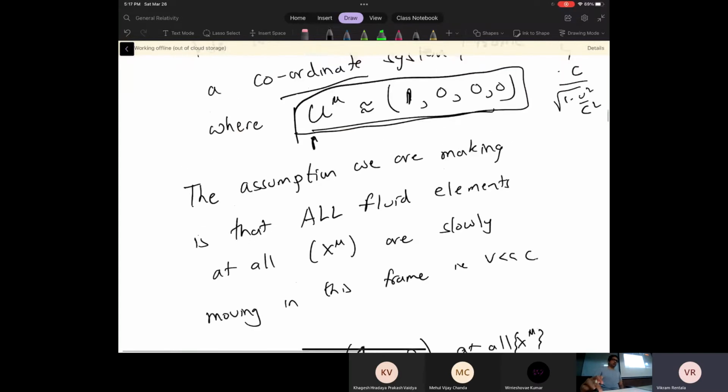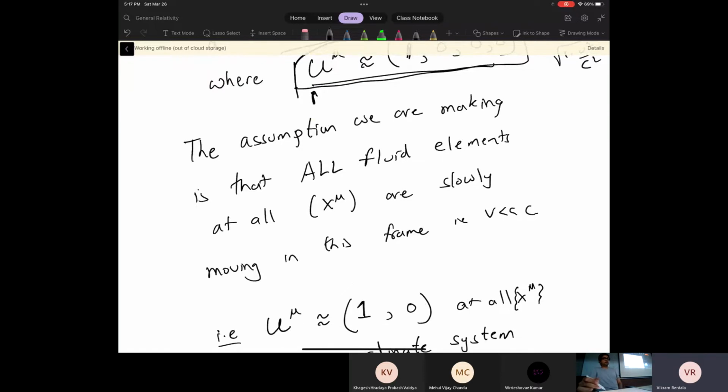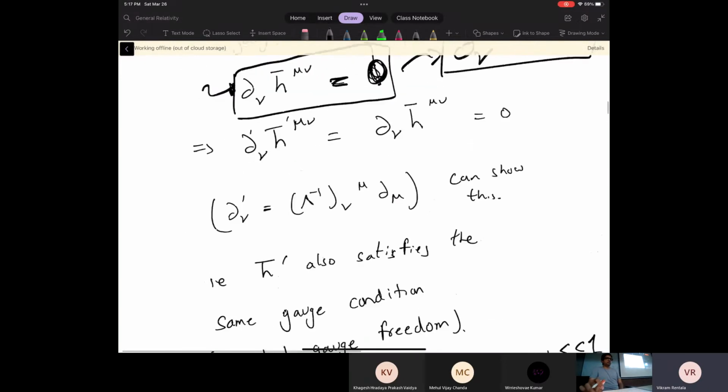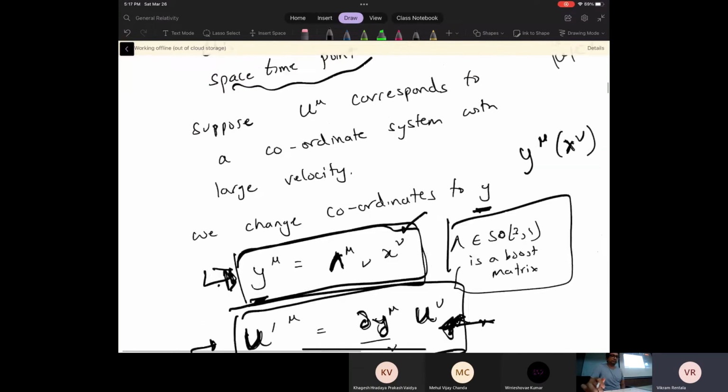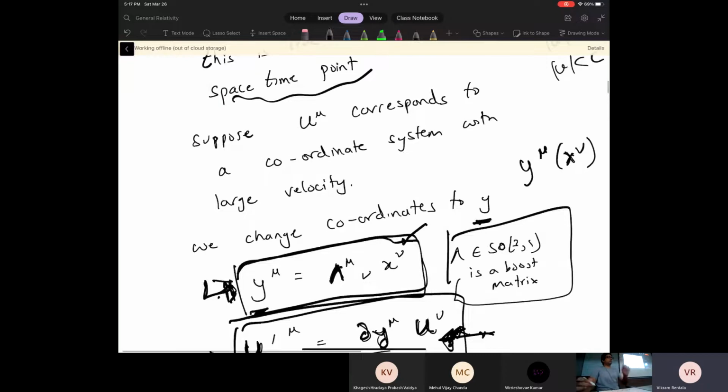Yeah, but we're going to make a stronger assumption. The stronger assumption is that all fluid elements are slowly moving. You can guarantee this at one point in space-time by changing this, because this change of coordinates is a change of coordinates everywhere. For every x you're changing to a y. You have only one choice that you can make. You can't make this choice everywhere.